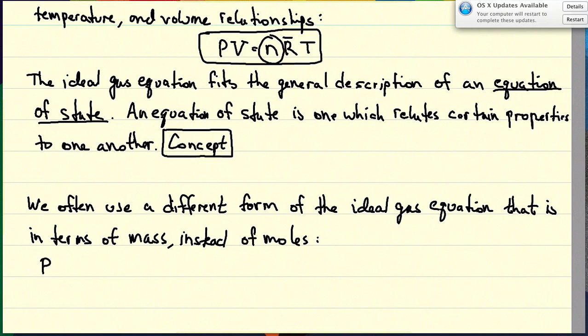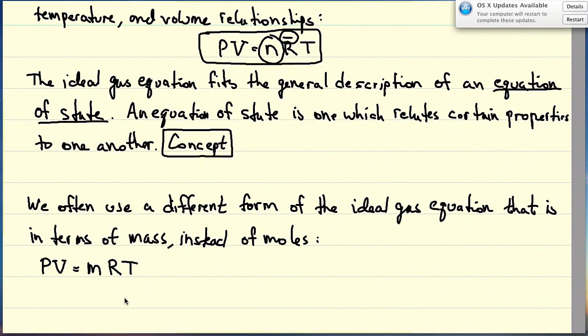We have pressure, which is unchanged, volume, which is unchanged, is equal to the mass of the system, not the number of moles, the mass, times that substance's gas constant. Now you have to be very careful here. Notice that I don't write the bar over the letter R here, right? The bar is written over the letter R in the previous form, but it is not written over the R in this form. That's what we call the specific gas constant, and I'll talk about that more in just a moment. Then, of course, we still have temperature, which is unchanged, okay?